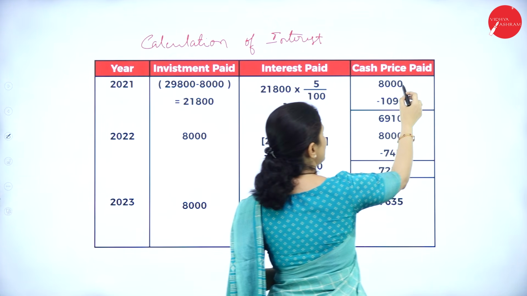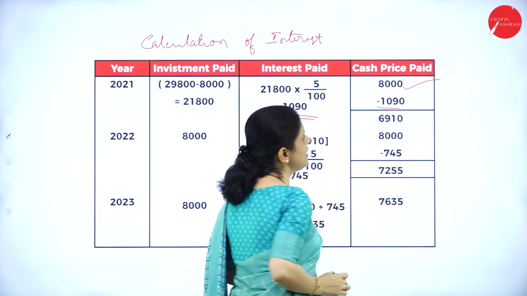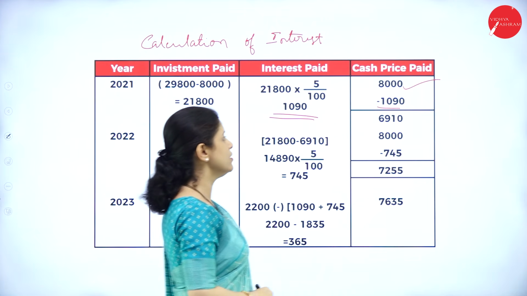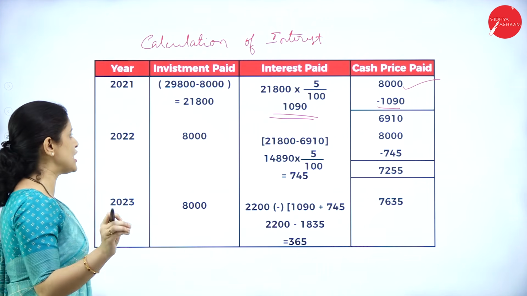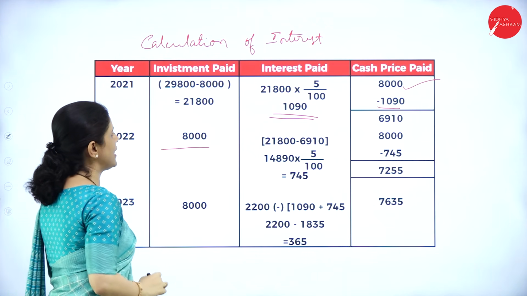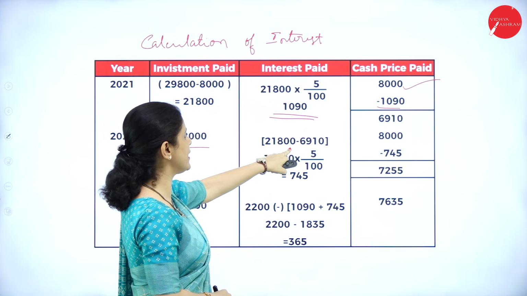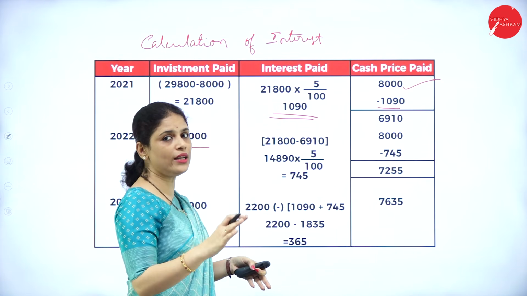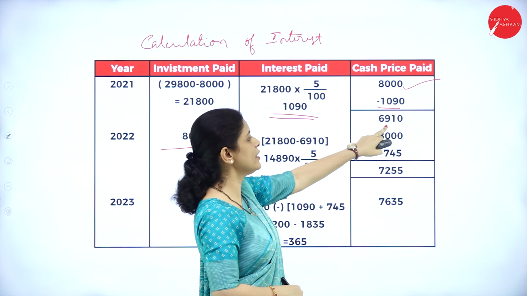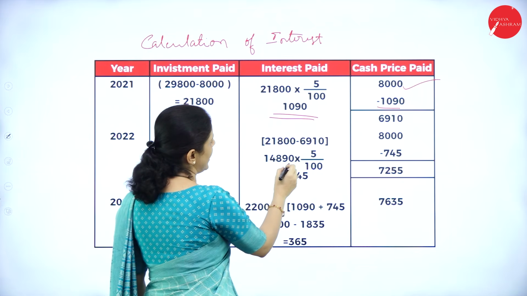So 8,000 is the installment price. From that we have to deduct the interest of first year. Then we will get 6,910. That is the cash price paid. Whenever it comes to second year, here we have to write the second installment price. From 21,800, that is the total installment of last year, we have to deduct the cash price paid in first year. Then we will get 14,890.